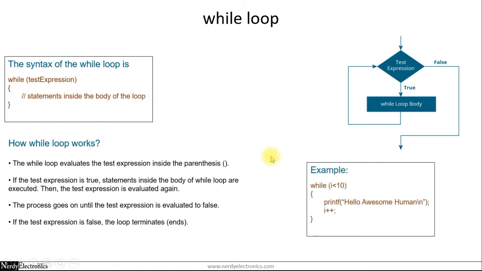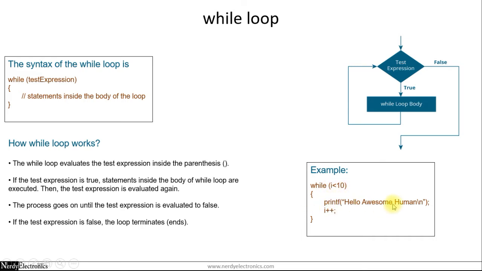An example for this could be while i less than 10, print hello awesome human, and then we increment i. So initially we give it a value, say 0. 0 is less than 10, true. It will execute this, and then this. This is nothing but increment the value of i by 1. So the new value of i is 1. It goes here, checks 1 less than 10, yes.